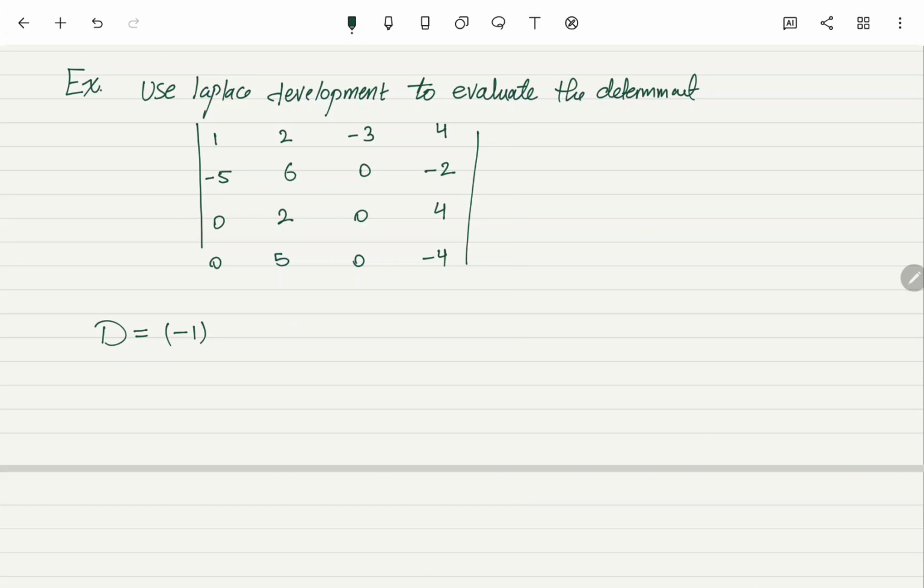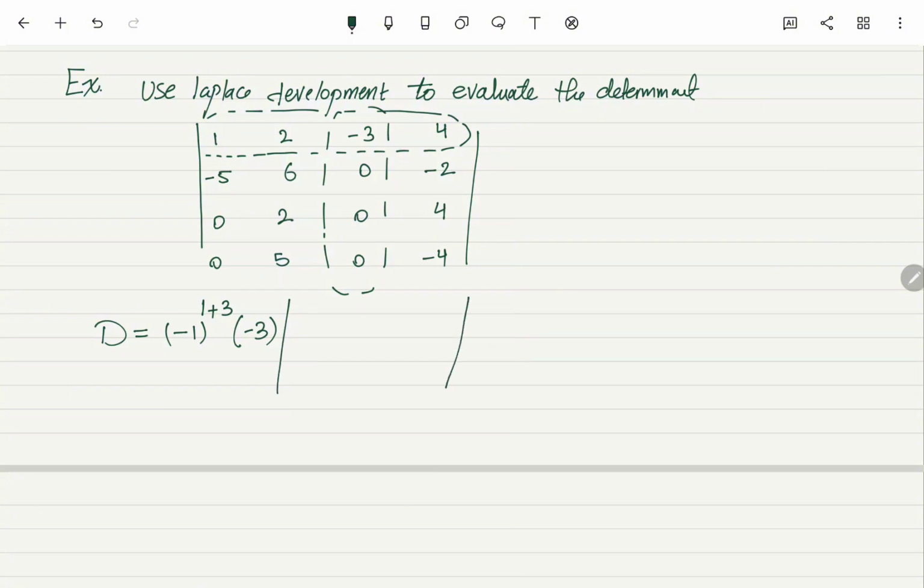So using the first row and third column, the cofactor here is minus 1 to the power 1 plus 3, because first row and third column, and the common factor here is minus 3 times the rest of the determinant, which will be minus 5, 6, minus 2, 0, 2, 4, 0, 5, minus 4.